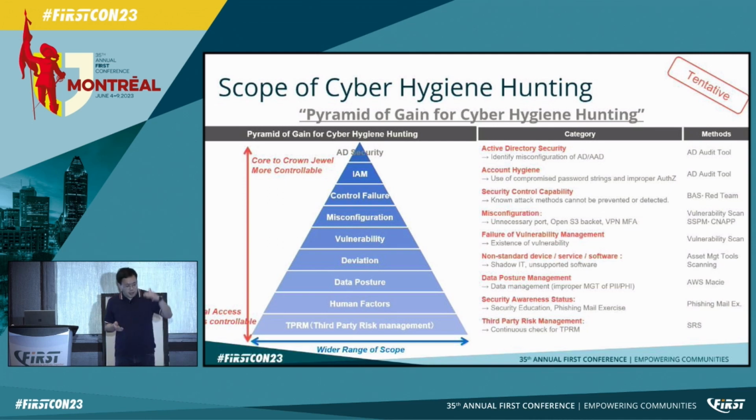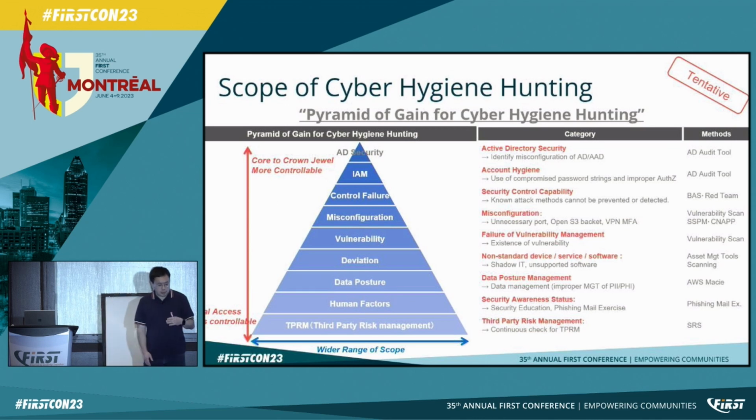The layers mean that in the lower layers, such as human factors or third-party risk management, we have a large scope. Usually, companies heavily rely on third parties and supply chains, so there's a wide range. Also, the lower layers are much more about initial access. For example, human factors, such as clicking a suspicious link or malicious content, are in the much earlier phases.